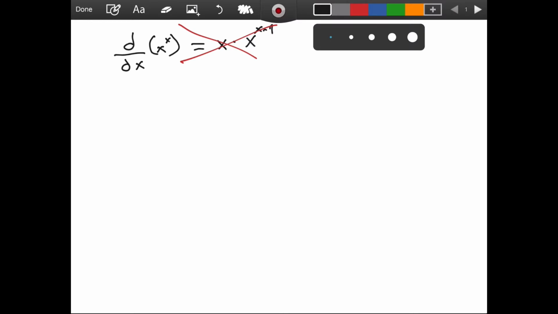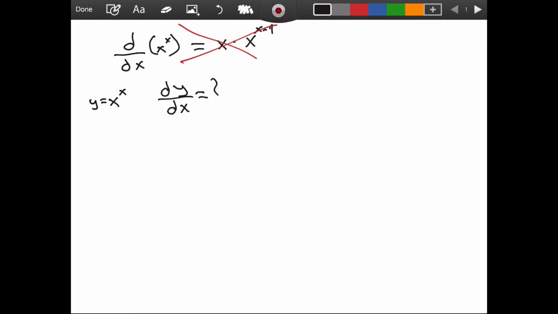Alright then, cool, we learned a wrong way of doing it, but let's now learn the right way of doing it. I want to define y is equal to x raised to the power of x. So our question actually becomes, what is dy/dx? Because we replaced x to the power of x by y. So we are interested in dy/dx.